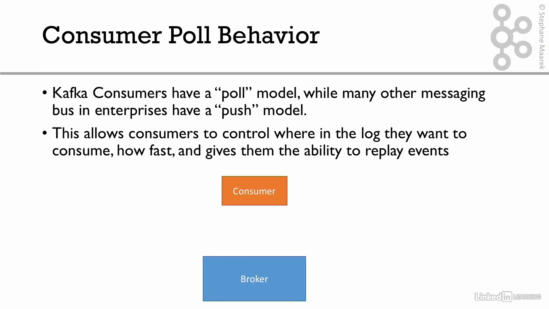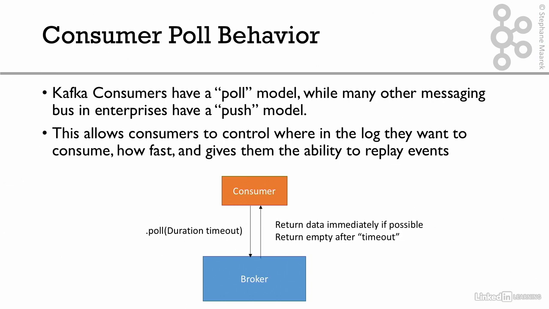We have our consumer and our broker, and they're talking to one another. So the consumer does .poll and provides a duration for a timeout. And the broker basically returns data immediately if possible, or returns empty after a timeout. And this is how the poll request works.